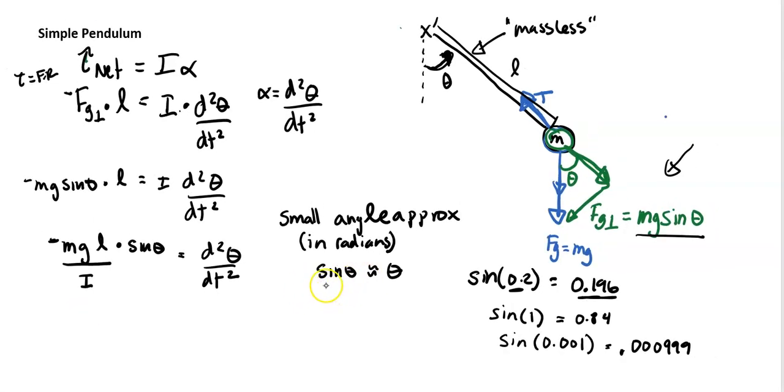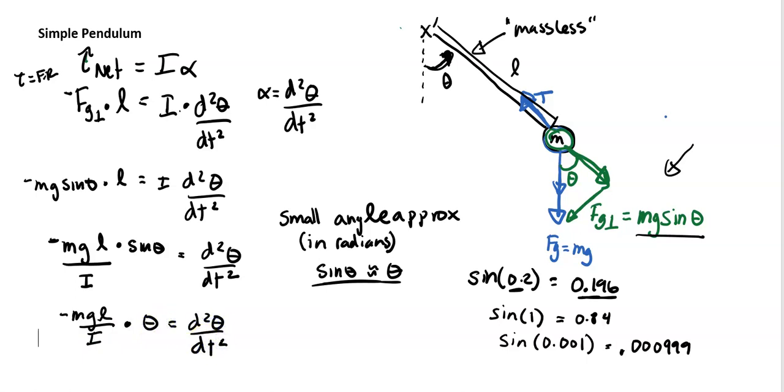And you could prove that with some fun things that you would do in any math, Calc AB or BC, probably BC Calc. Cool, so let's put that in. So we have mgL over I times theta equals d squared theta dt squared.